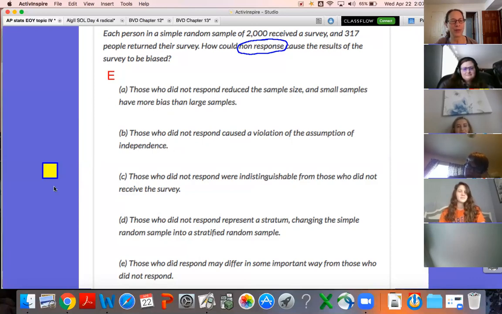The problem with non-response is the people who don't respond may very well sway the survey to something entirely different. So if you're not getting enough people responding, you really can't say definitively how the population feels, or even how the sample feels. So that's the biggest issue with non-response.